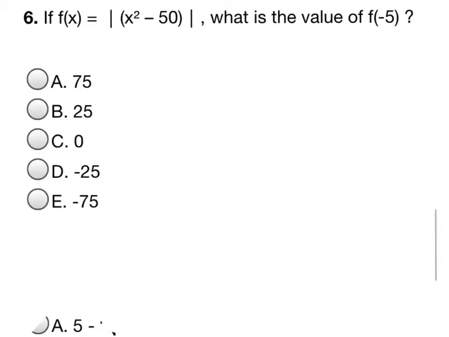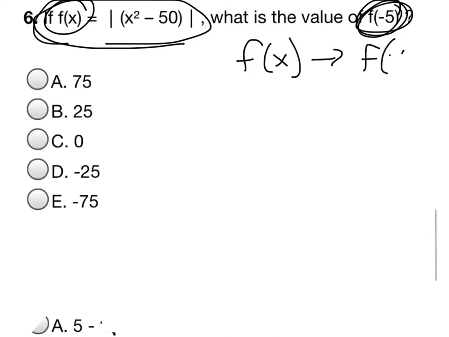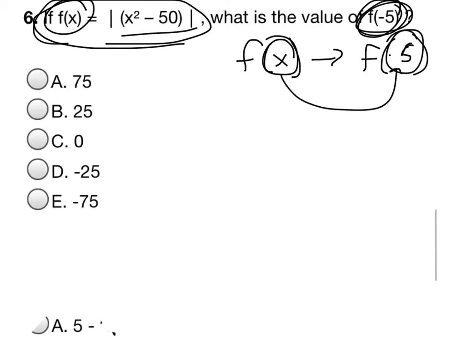Okay, so in this equation, if f of x equals that, what is the value of f of negative 5? Now, a lot of people get confused on this. All it's saying is, look at this right here, f of x. So they're saying, well, instead of f of x, it's f of negative 5. What did they replace there? x with negative 5. So all you have to do in your equation is replace x with negative 5.